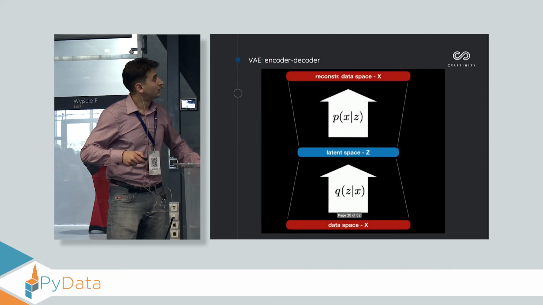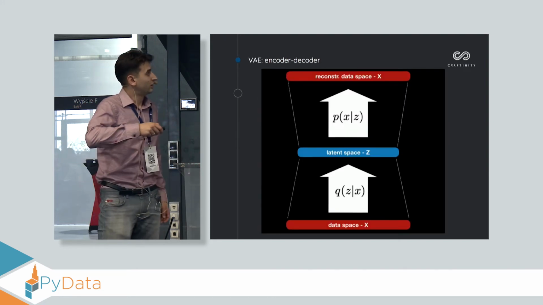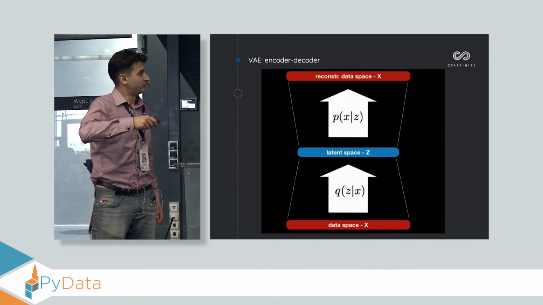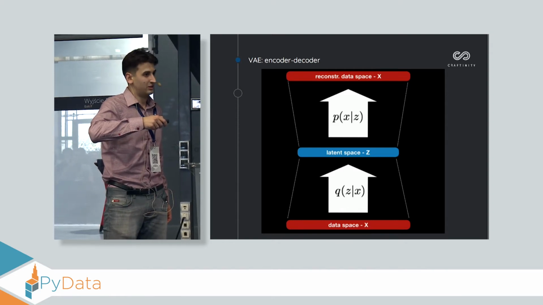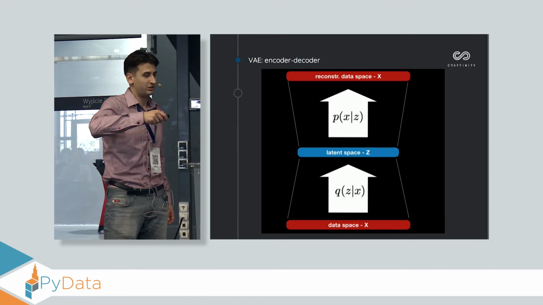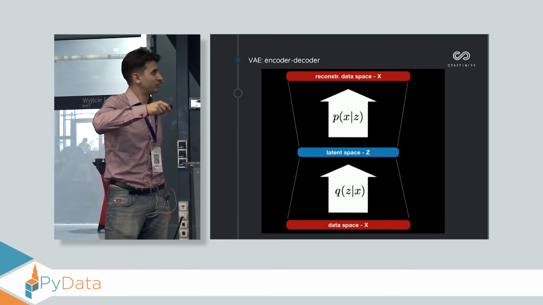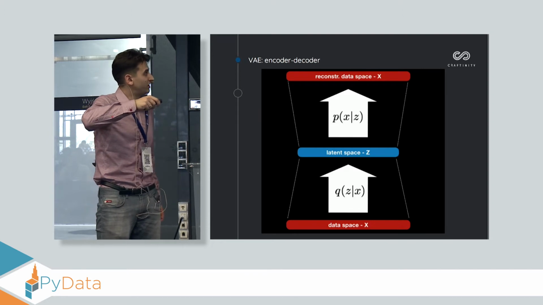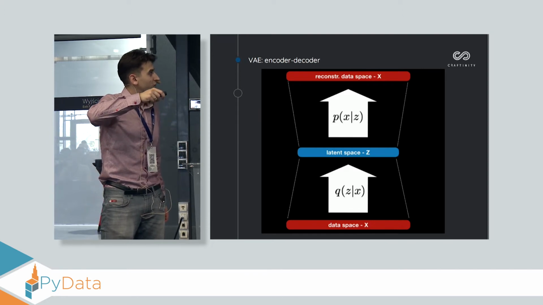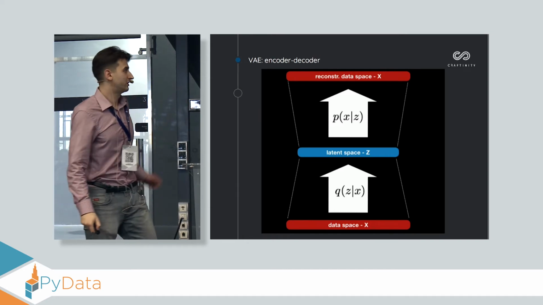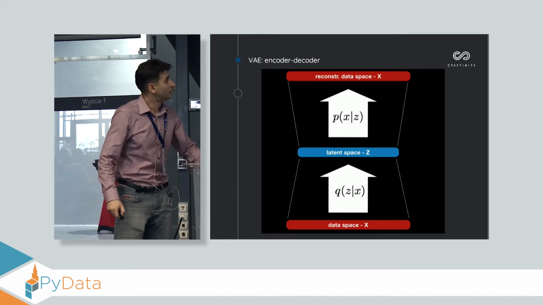Okay, so here's the model. We have some original image X. We have the encoder, that is this Q distribution, which gives us the probability over the latent space. And later we have the generative distribution, which decodes our latent variable into our data again.